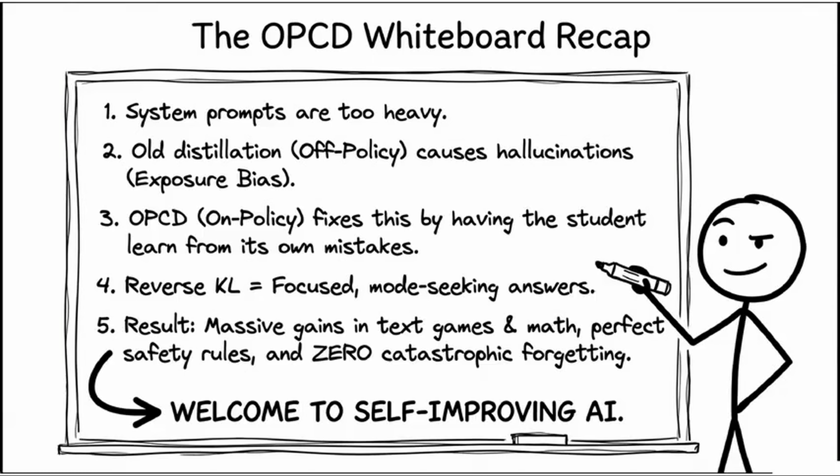Fourth, using reverse KL pushes focused, mode-seeking answers, and fifth, the result is huge gains in text games and math, perfect safety rules, and zero catastrophic forgetting without needing a supercomputer. Welcome to Self-Improving AI, where useful context becomes a learned capability, not a pasted prompt.